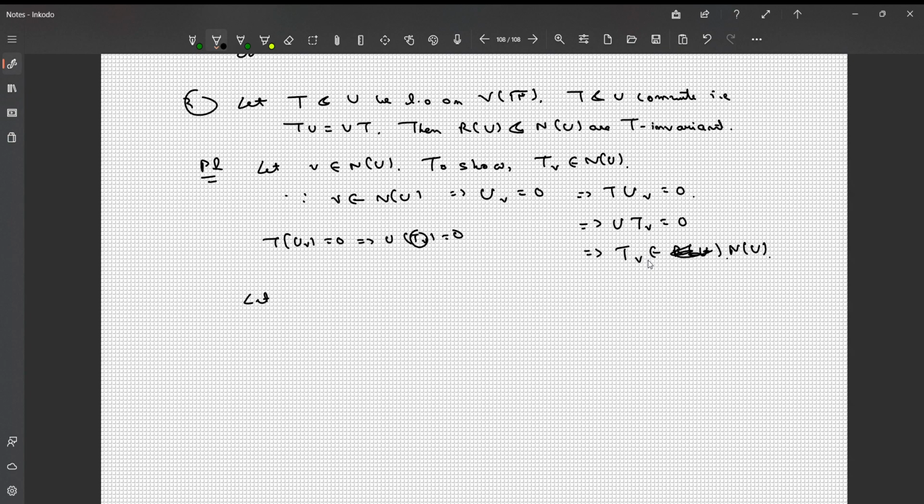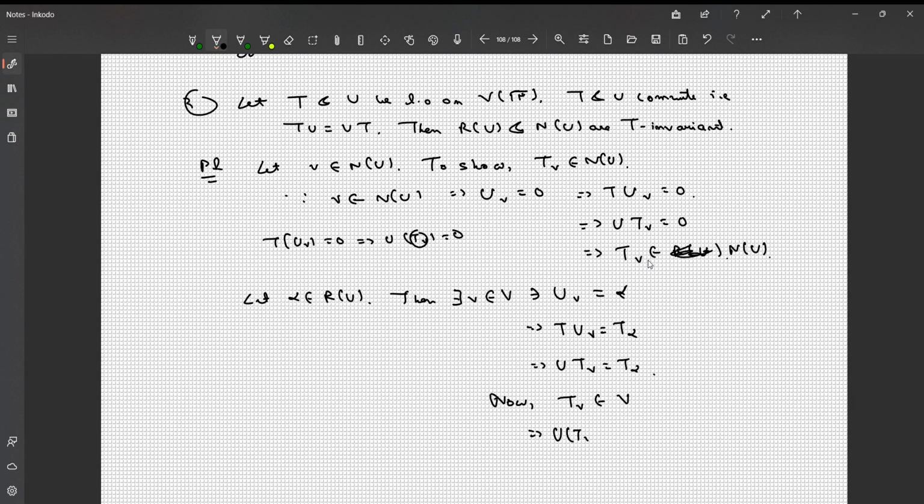And on an analogous set of statements, we can also show the range space case. So let alpha be an element from the range space of U. Then obviously there exists a vector small v such that U of v is equal to alpha, right? We need to show T alpha is inside the range space of U. So we need to frame the element T alpha from here, which is quite obvious: T U of v is nothing but T alpha. But T and U commute, right? So it's U T of v is equal to T alpha.